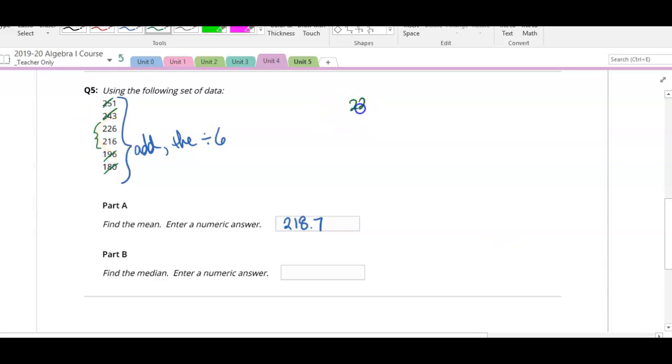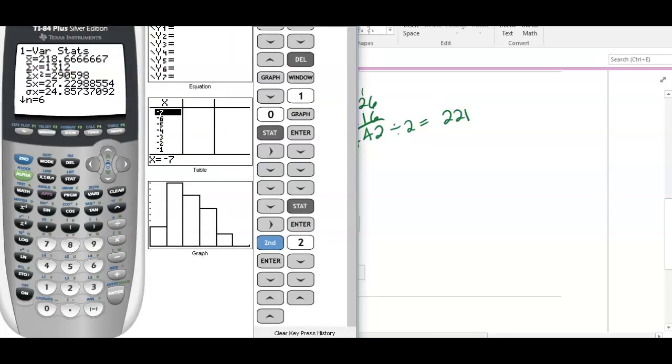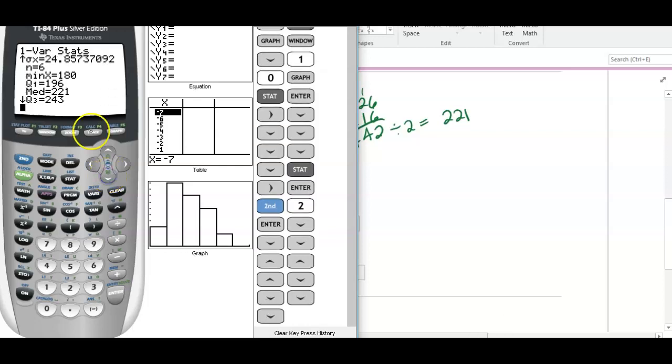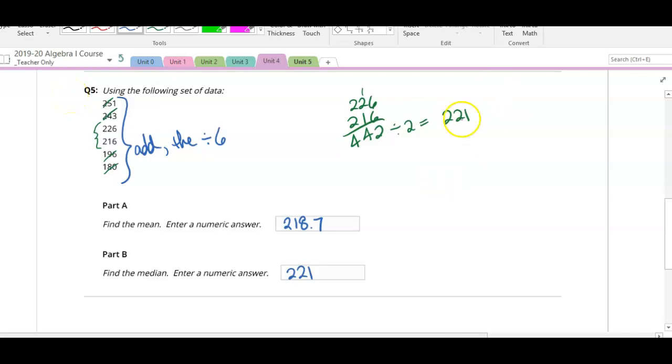If I add 226 and 216, I get 442. Divide that by 2, and I get 221 for my median. But notice the calculator got that same answer for me, 221. And then you don't even have to do the actual arithmetic.